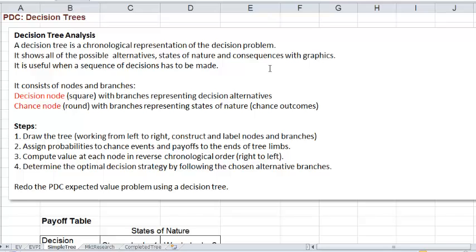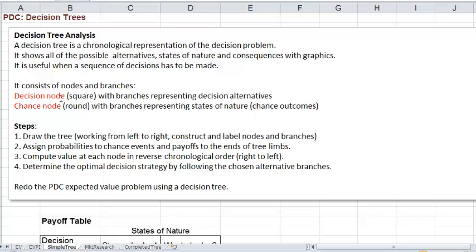Now I'd like to discuss the way to solve a decision problem with a diagram called the decision tree. A decision tree shows all the possible alternatives, states of nature, and consequences with graphics. It consists of nodes and branches. There are two types of nodes.